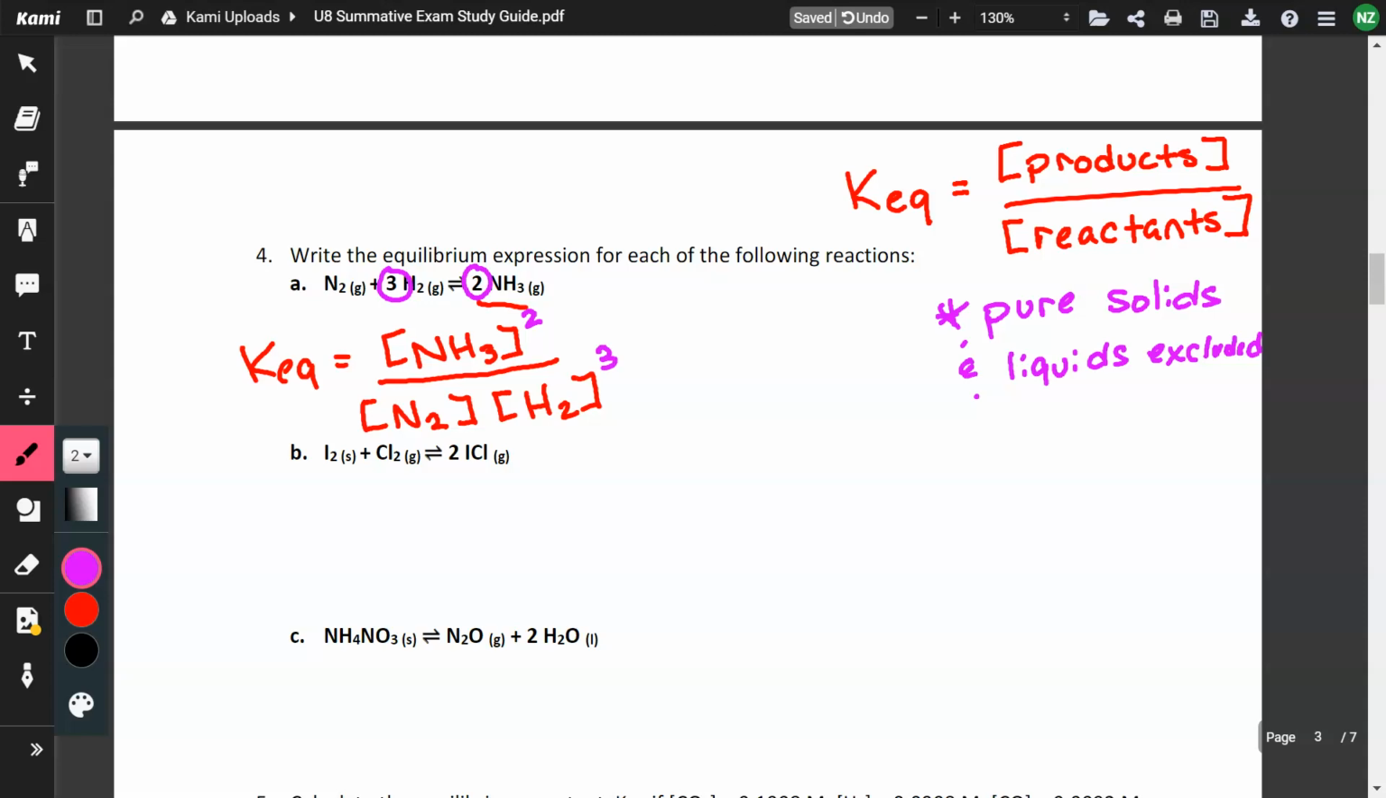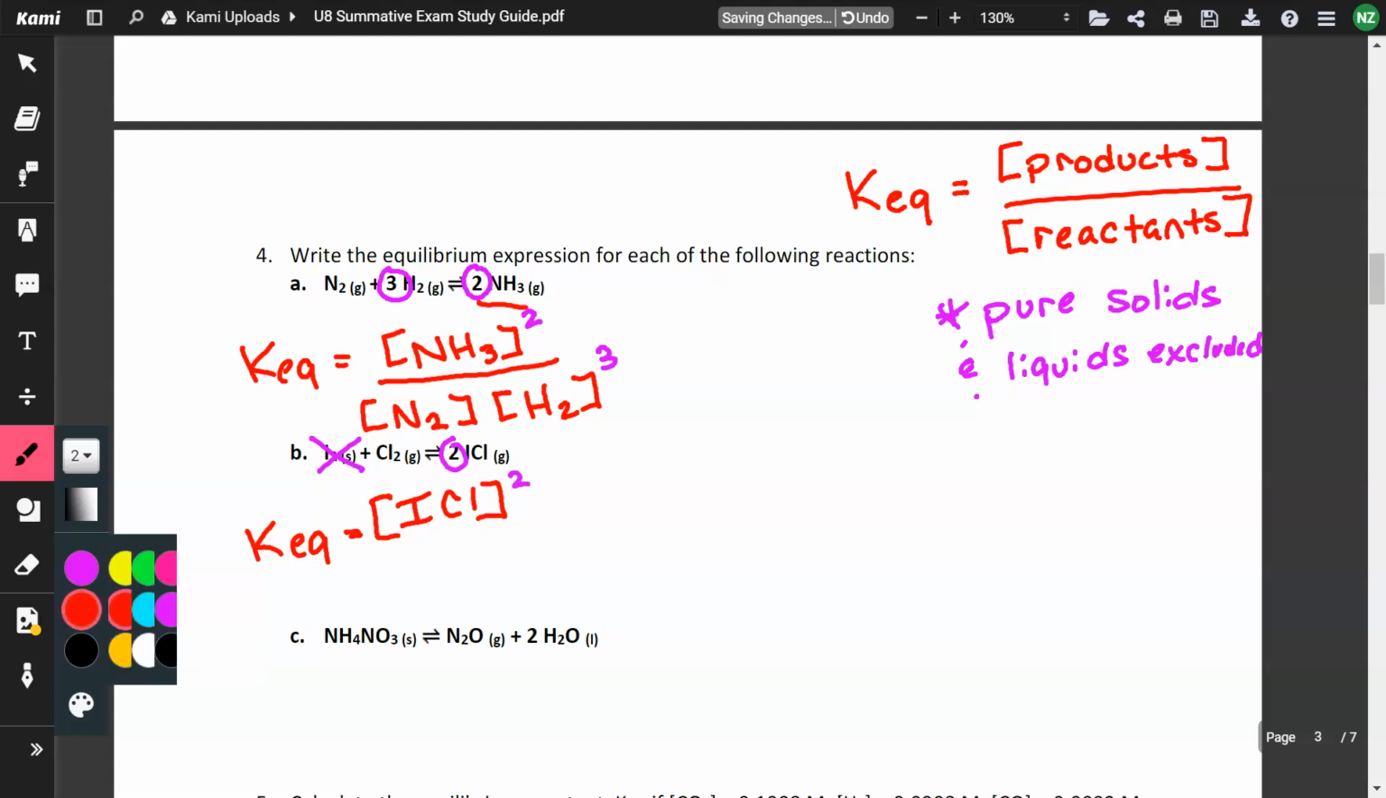Okay, in B, we have a solid. So this solid we don't include in our expression. So KEQ is going to be equal to products, ICl. And we have a 2 here, so that becomes a 2 up here. And then we have Cl2. Done.